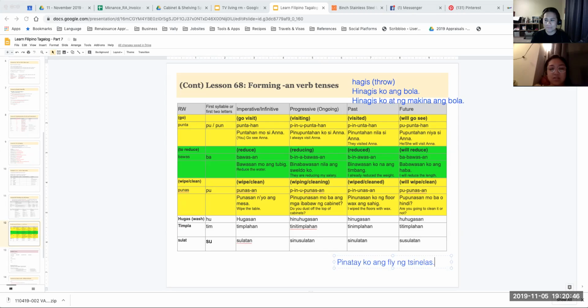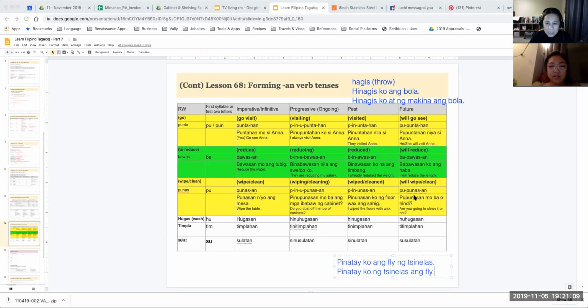Can I also flip that and say the same meaning? Pinatay ko ng tsinelas ang fly. Yes, same thing, because your focus is very clear. Fly is your focus. Ng tsinelas is what did it. Clear? Okay.